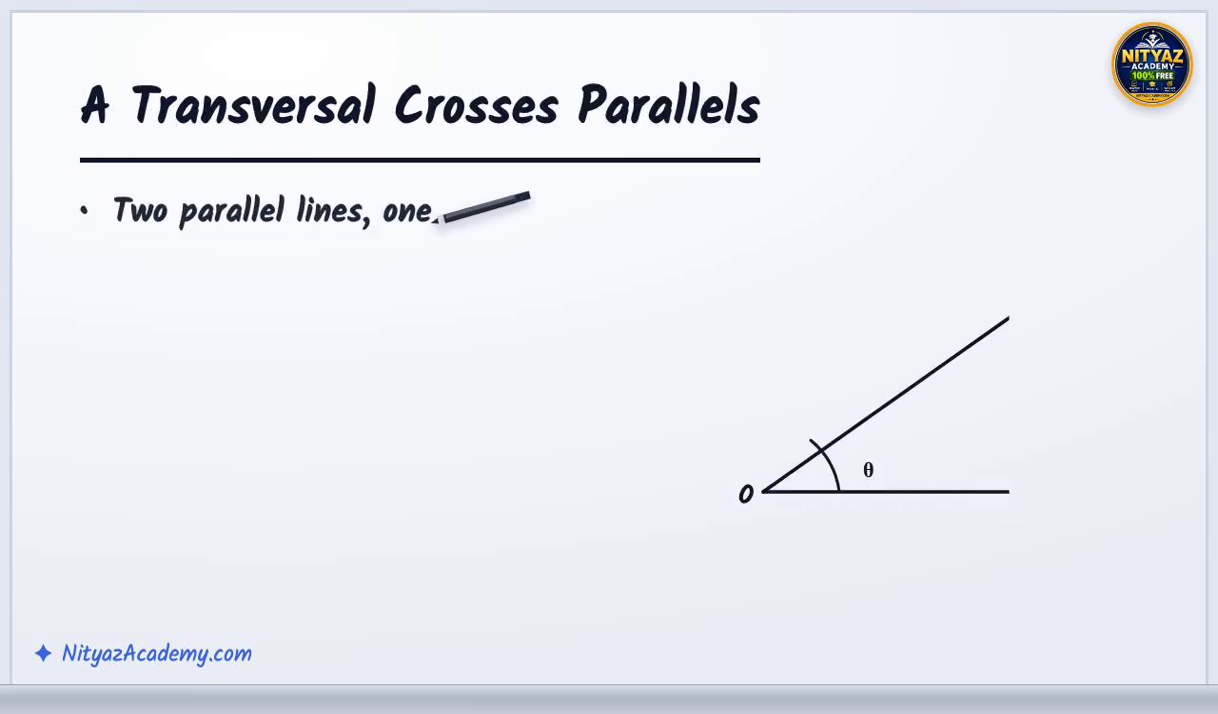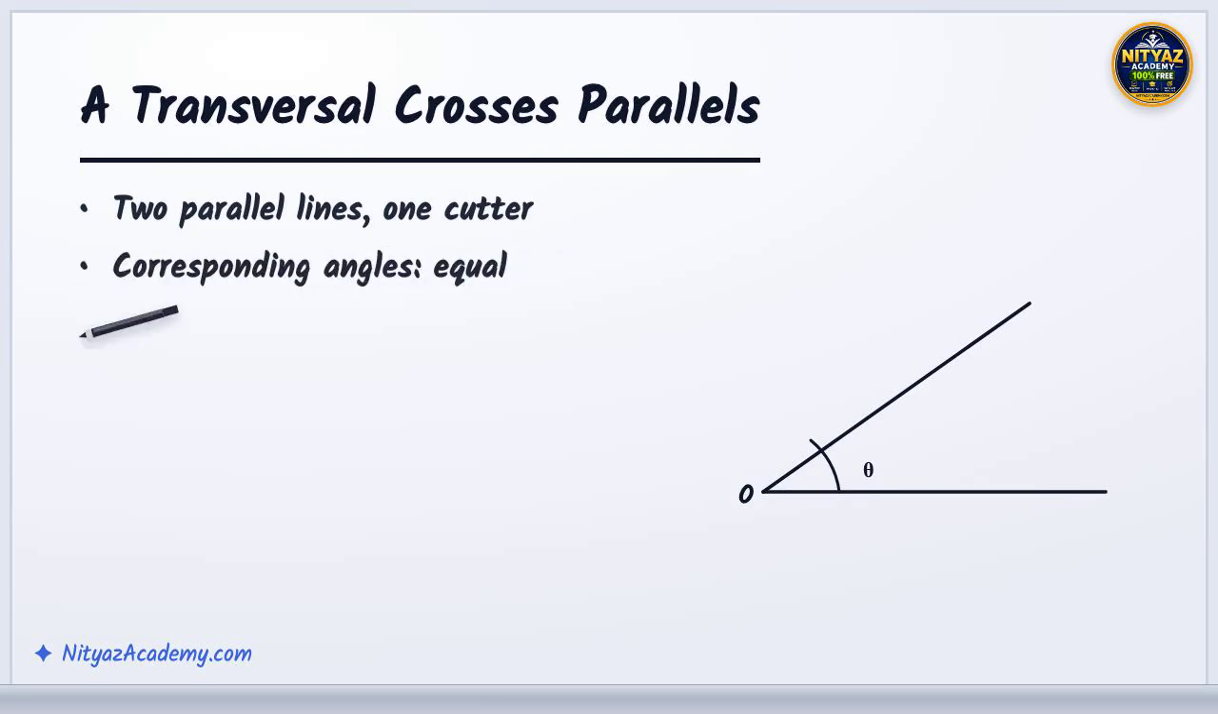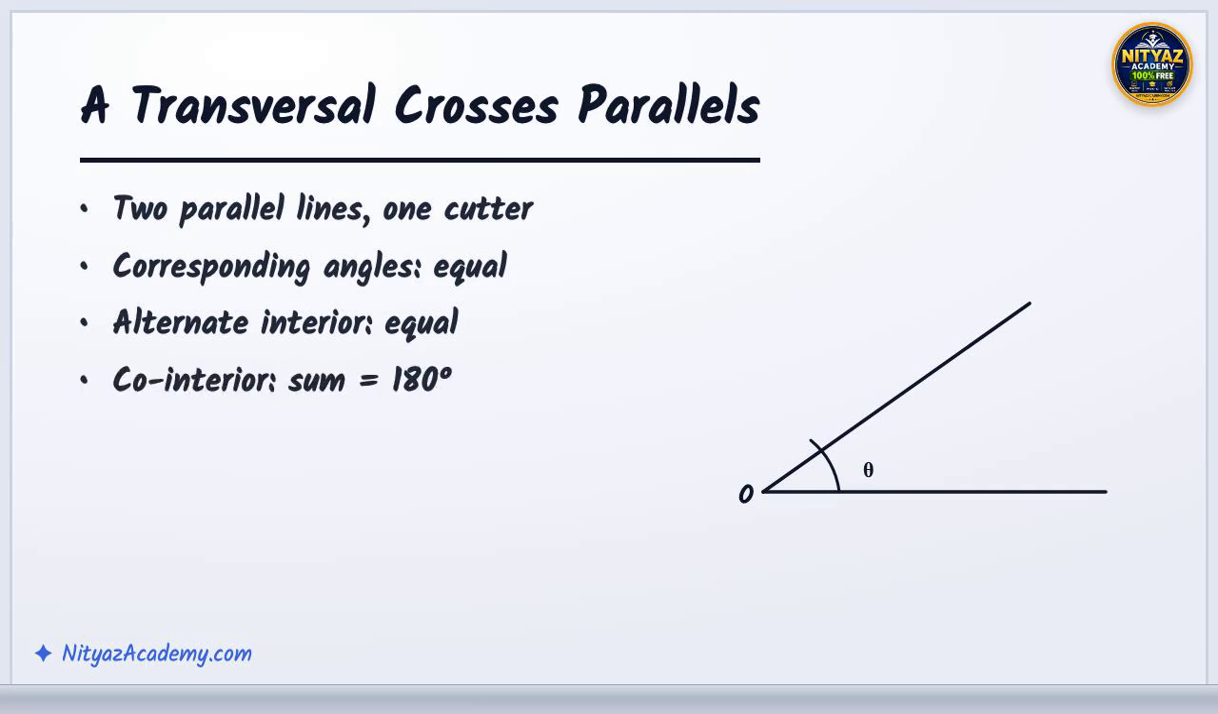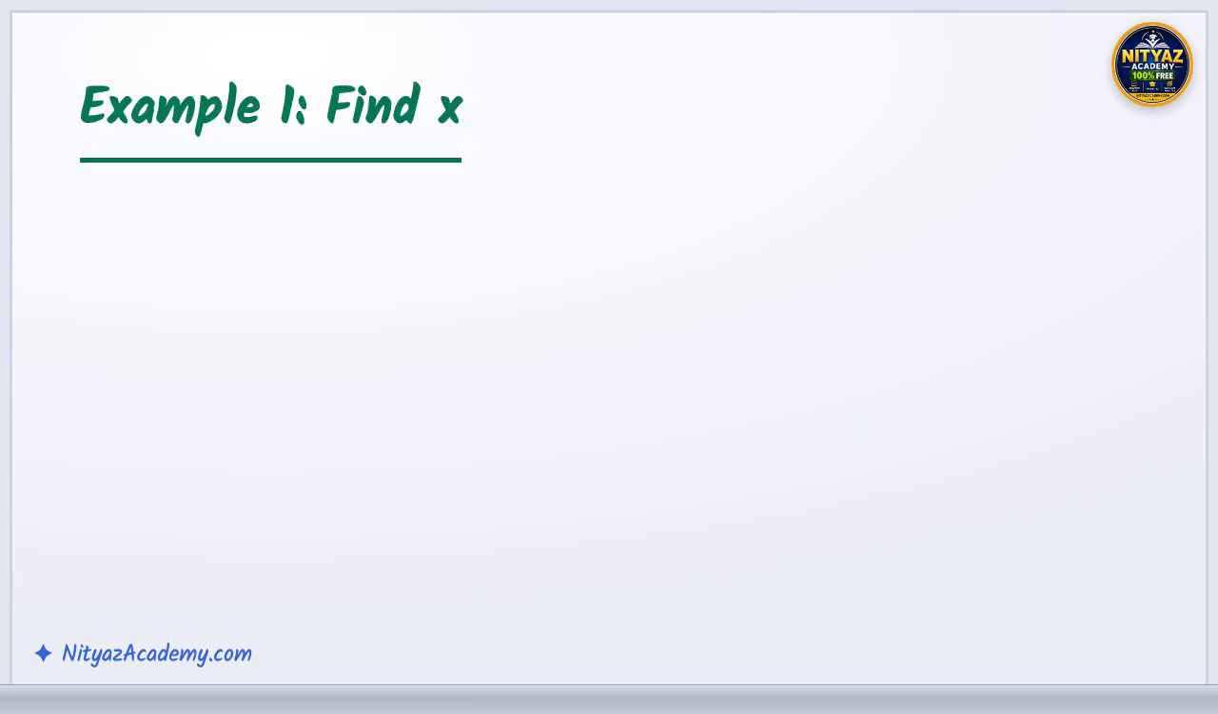When one line, a transversal, cuts two parallel lines, 8 angles appear. Corresponding angles, in matching positions, are equal. Alternate interior angles, on opposite sides between the lines, are also equal. And co-interior angles, on the same side between the lines, add to 180. These three rules unlock almost every problem.